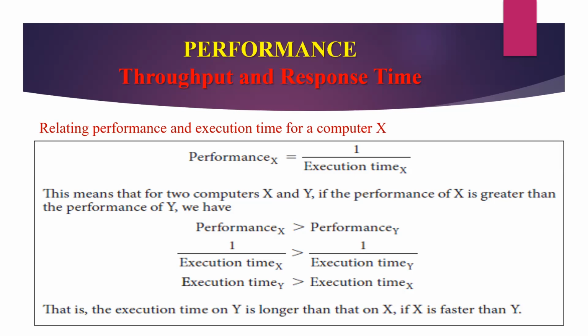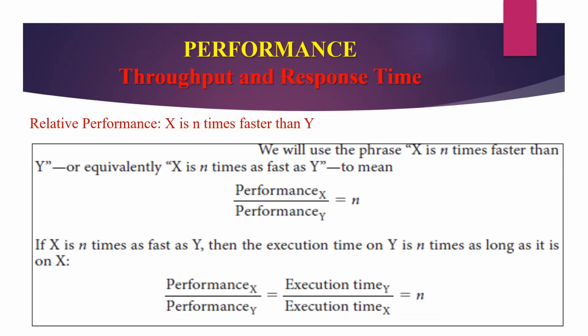With respect to execution time, the same equation can be rewritten: instead of performance of X, you can write 1 divided by execution time of X, and instead of performance of Y, 1 divided by execution time of Y. That is a reciprocal. Obviously, execution time of Y is greater than execution time of X. It means the execution time of computer Y is longer than the execution time of computer X. In terms of speed, computer X is faster than computer Y. Computer Y takes more time than computer X.